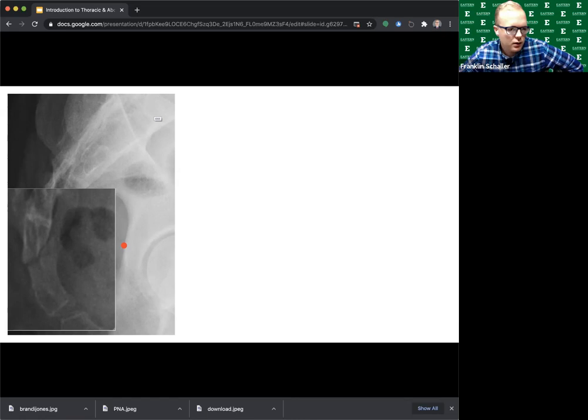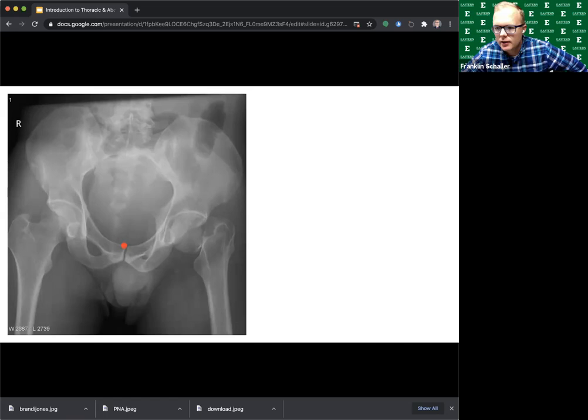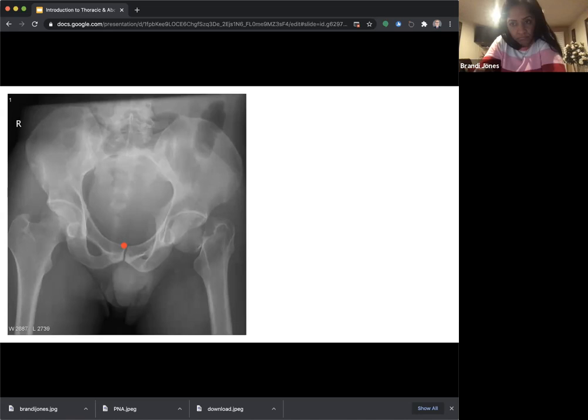Another one, 96-year-old lady. Wow, 96. Slid out of bed this morning and now has left hip pain. On exam, there's extreme tenderness to the left hip when log rolling the affected extremity. The left lower extremity is also noted to be shorter than the right lower extremity and is slightly externally rotated. Remaining left lower extremity exam is normal. What are you guys suspicious of here?